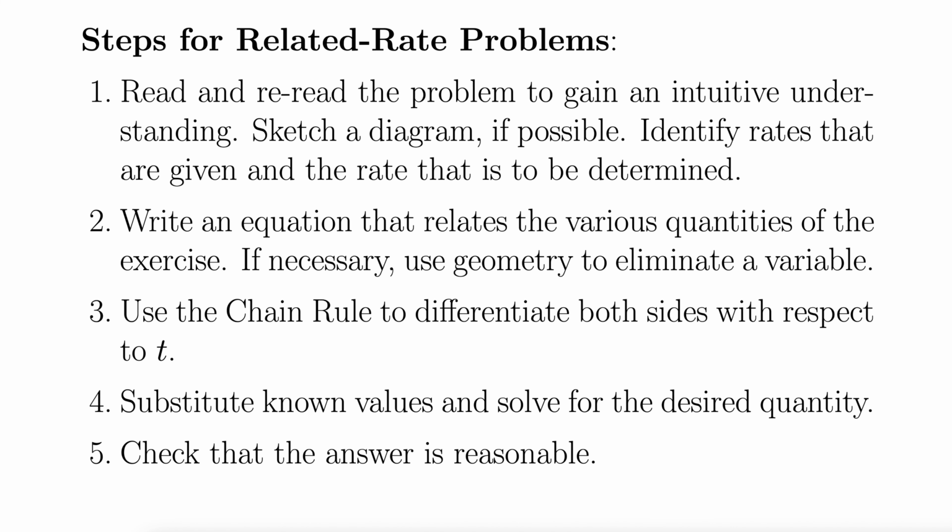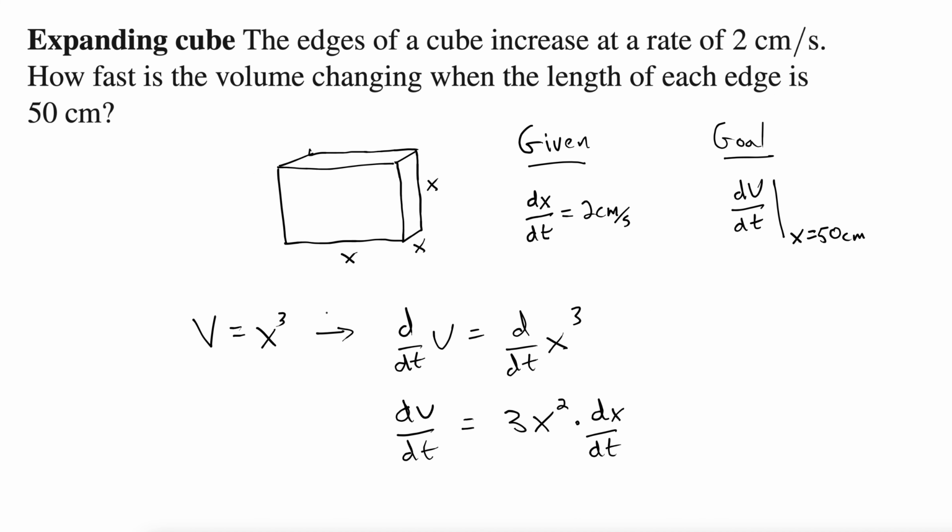Step 4, substitute known values and solve for the desired quantity. So what we have so far is a very general equation for dV/dt. What we want is our goal here. We want to know how fast is the volume changing when x is 50 centimeters. And here's an important point. Wait until you've done your differentiation to plug in for the variables.